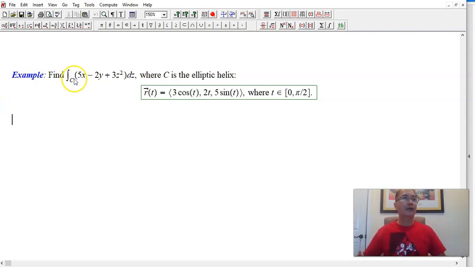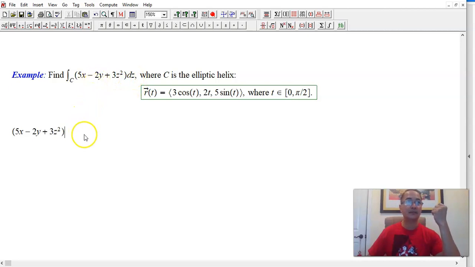Okay, enough talking. What are we going to do first? Plug in the parametrization into our function. Okay, so notice we don't have a vector function. We only have a scalar function in x, y, and z. Because that's z dz, this is like your R of x, y, z.